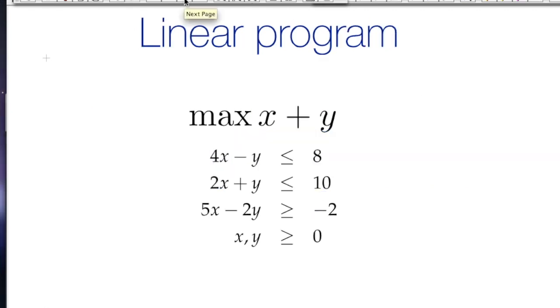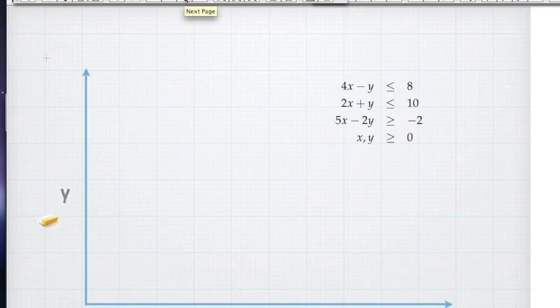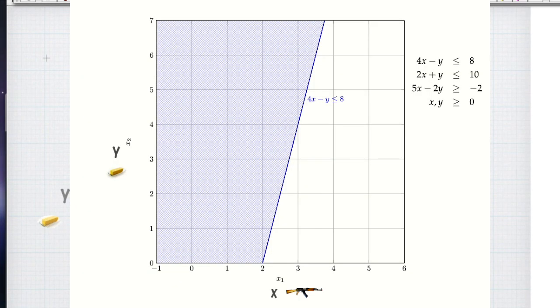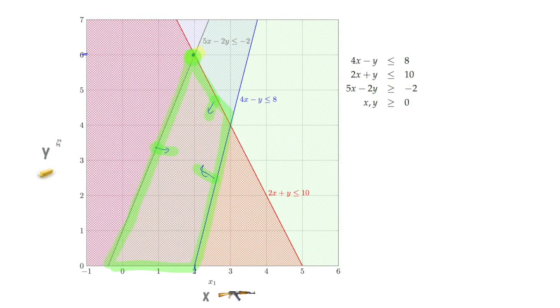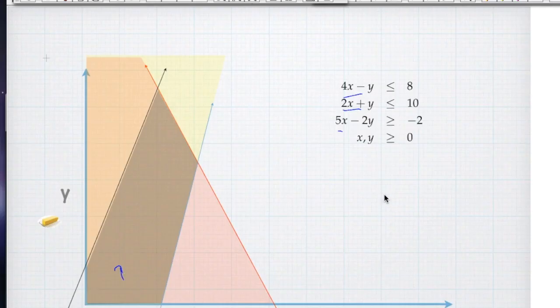Now, if we want to solve this linear program, one thing we can do is start graphing these things. We know 4x minus y has to be less than 8. So if we graph all of these constraints, I'll go ahead and graph them like this. We know that all of these linear constraints create a feasible region right here. Now the question is, we want to maximize x plus y under these constraints.